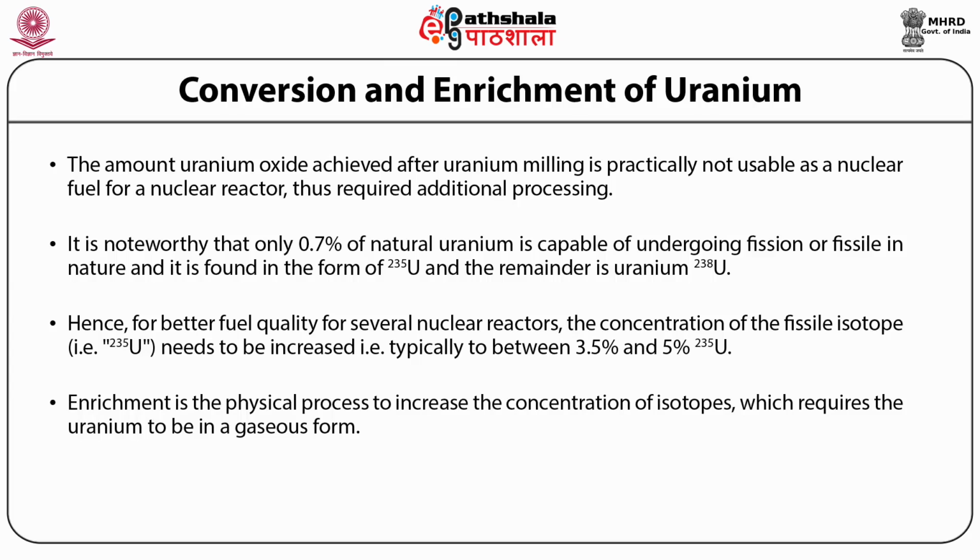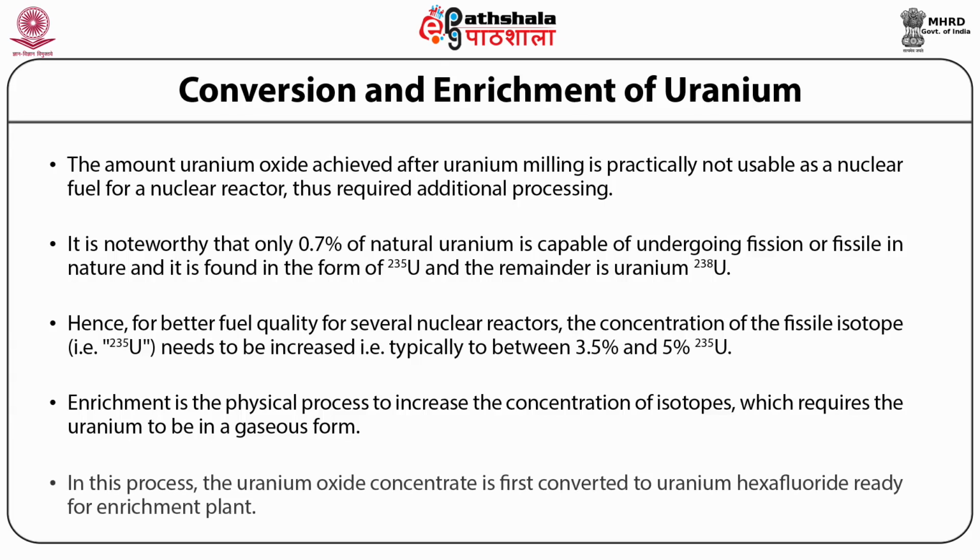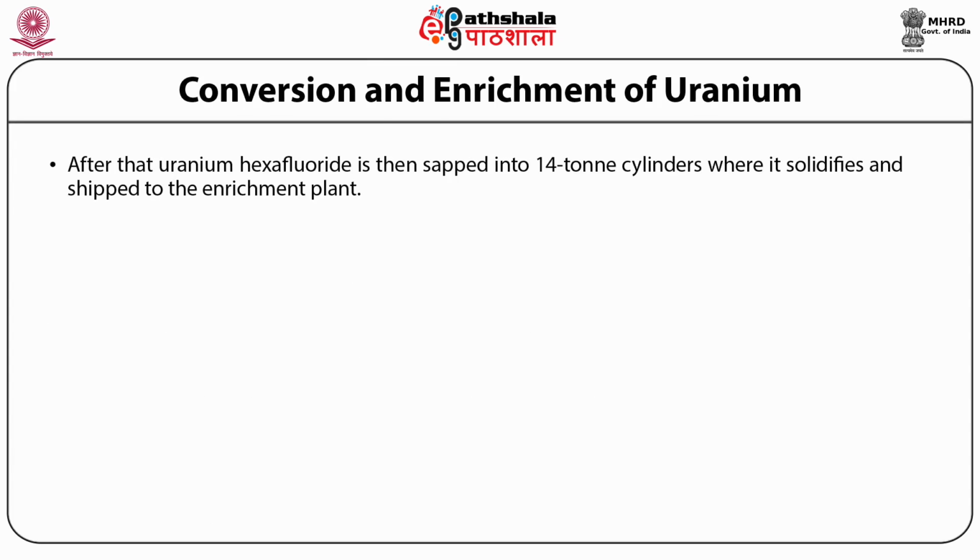Enrichment is the physical process to increase the concentration of isotopes, which requires the uranium to be in a gaseous form. In this process, the uranium oxide concentrate is first converted to uranium hexafluoride, ready for the enrichment plant. After that, uranium hexafluoride is shipped in 14-ton cylinders where it solidifies, and is sent to the enrichment plant.